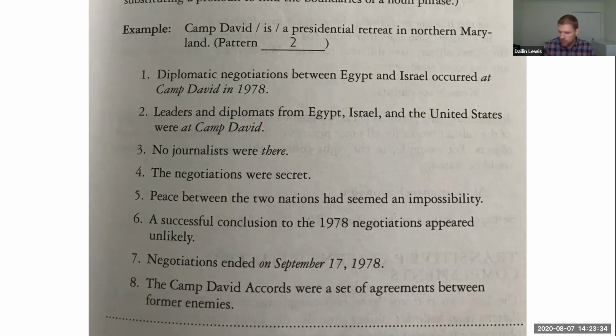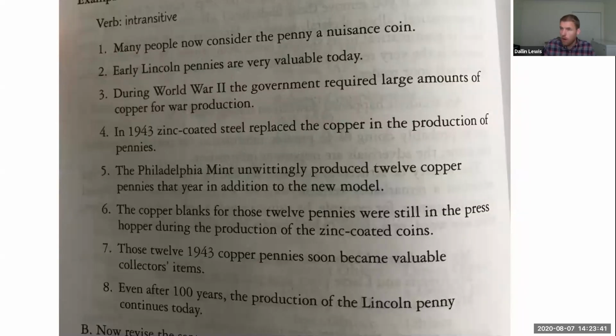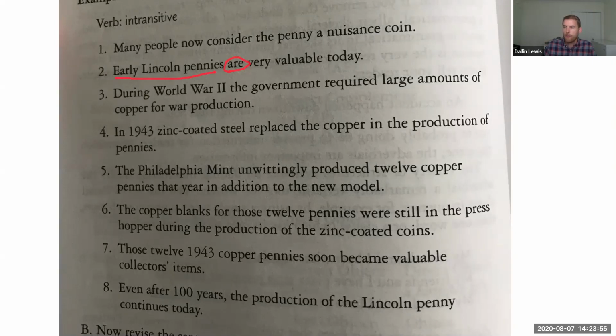Again, that's all I want you to do for these exercises, to just keep drilling on these sentences. All right, let's do the even one. Early Lincoln pennies are very valuable today. I could find that tensed verb, are, right here. There are no prepositional phrases and no introductory phrases. And so I could also just look for the first noun phrase, early Lincoln pennies, right there. What are they? They're very valuable today.